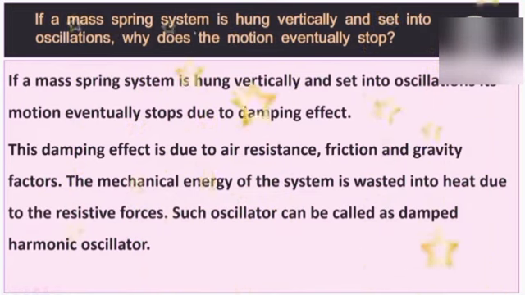If a mass spring system is hung vertically and set into oscillations, why does the motion eventually stop? Its motion eventually stops due to the damping effect. This damping effect is due to air resistance, friction, and gravity factors. The mechanical energy of the system is wasted into heat due to the resistive forces. Such an oscillator can be called a damped harmonic oscillator.